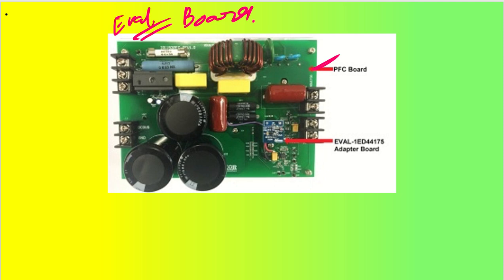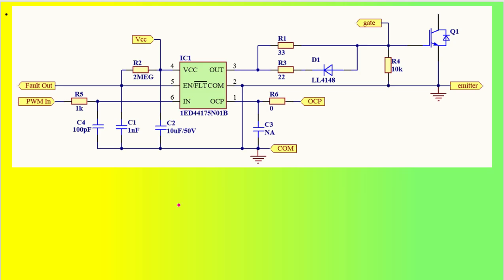Okay, so if you see the circuit that was designed for this particular gate driver, so this is my gate driver that we had just now discussed. Okay, so what is happening is this is going to be my microcontroller pin. This is my fault output, and as you can see it is connected directly to VCC. This is my PWM pin, and this is going to drive the gate of this IGBT.